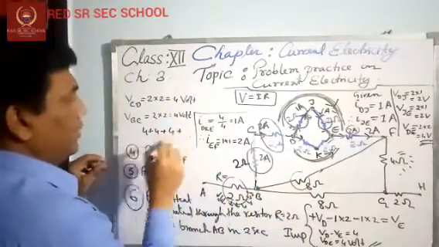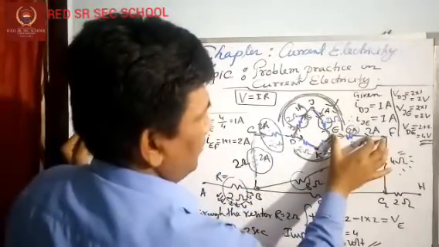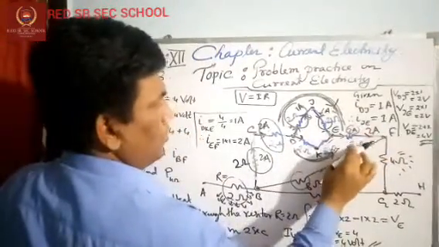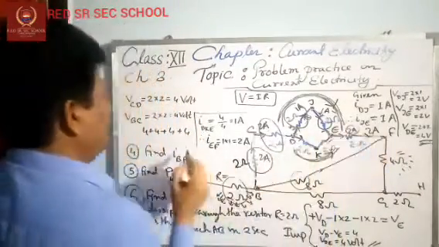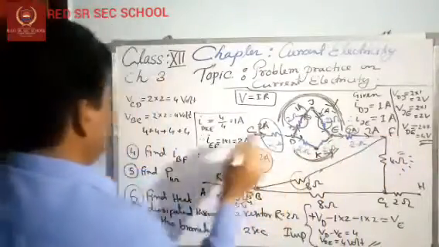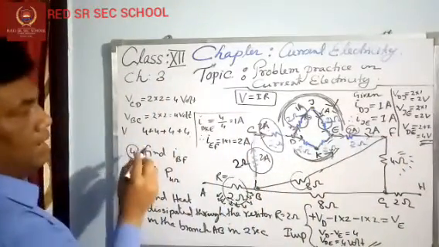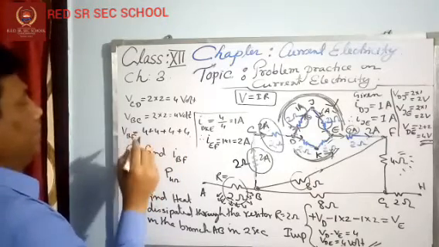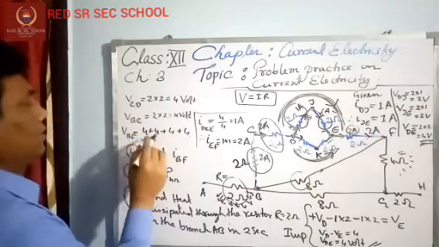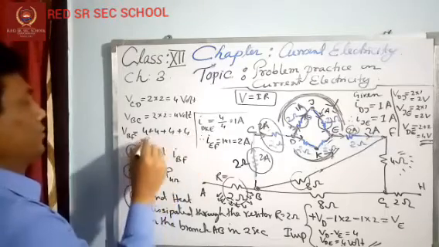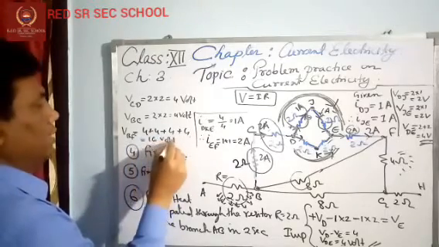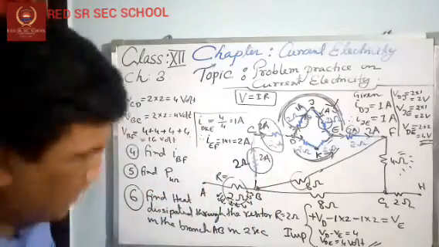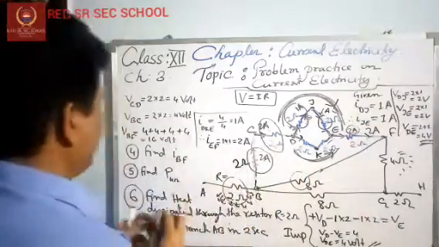4 volt. And what is the potential difference here? 4. 2 into 2, 2 ohm, 2 ampere, 4. So I got the F point. So what is the potential difference between B and F? I get 4 plus 4 plus 4 plus 4, 16 volt. Are you getting? So this is just directly, I have just added it algebraically. Okay.